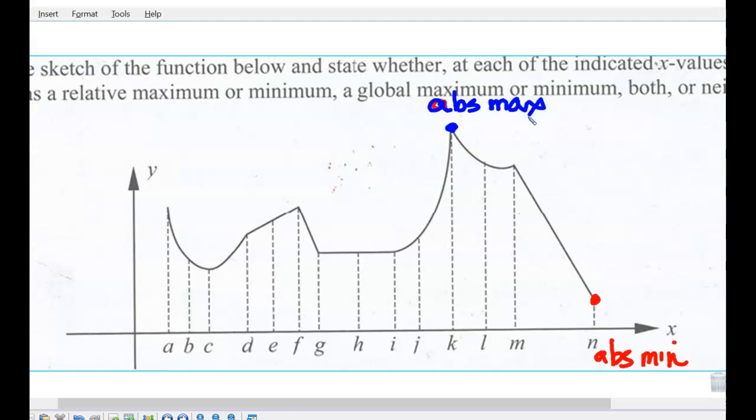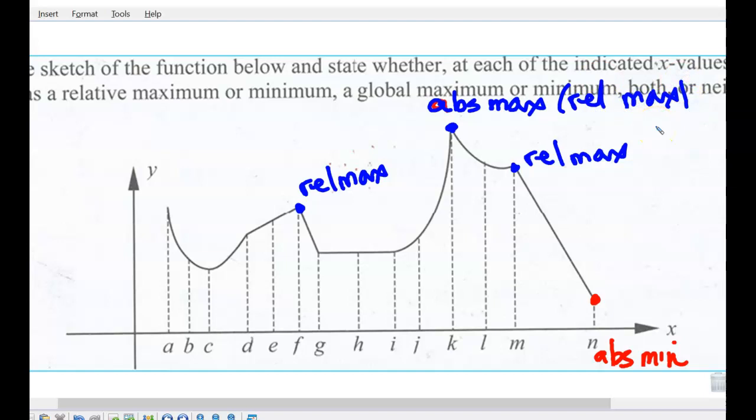Now, any other peaks that are going up or any other hills that are up would be relative max. So this would be a relative max. This would be a relative max. And relative max and mins can only happen at the interior of the graph. Now, some books, even though this is the absolute max and it's in the interior, they might even say that that is a relative max in that area there as well.